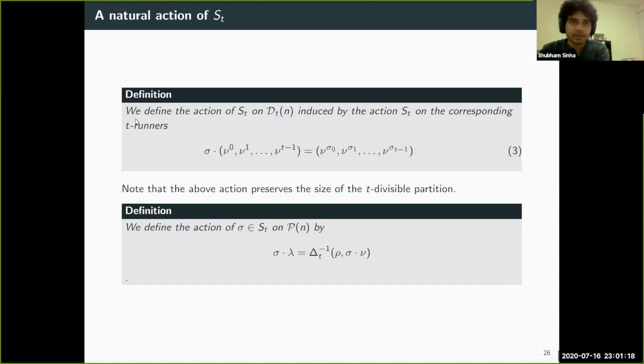So let's start. We define an action of the permutation group on the T-divisible partitions. How do we do that? We basically permute the T runners. There are T rows which are permuted, given by a permutation sigma of S_T. So we have a nice description of this action. And we can extend this action of the permutation group to the set of partitions by using partition division, where we keep the cores constant. Basically, you have a trivial action on the core and the above action on the T quotients, which are the T-divisible partitions.